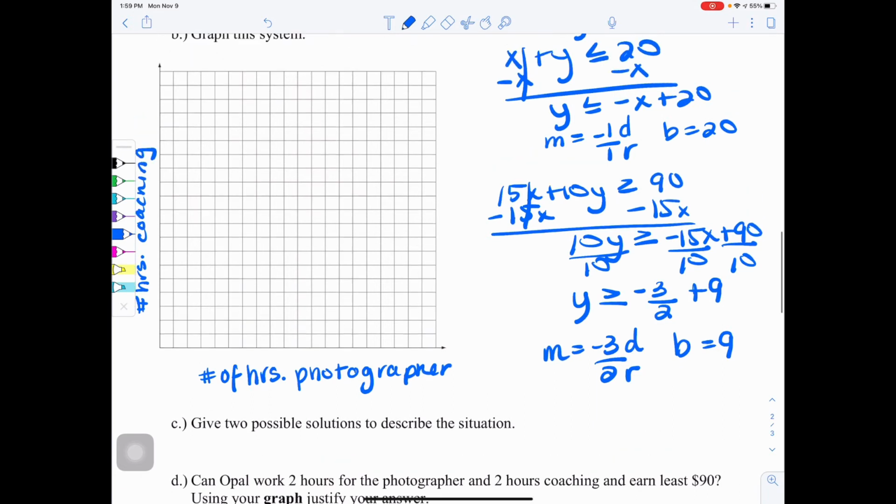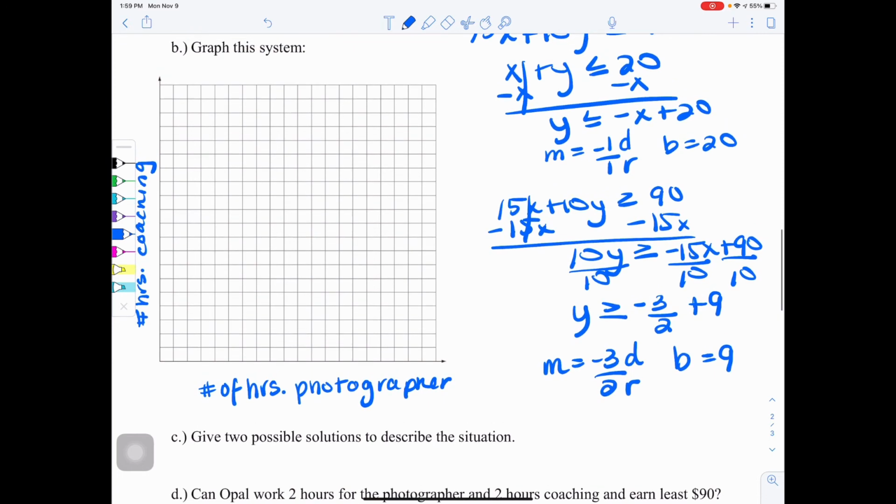Now, I'm going to go back up to my x plus y is less than or equal to 20. I'm going to choose to go by ones because I can fit everything in here. So we'll mark every 10. So this is 10, and this is 20, and this is 0. So now we know we're starting at a y-intercept of 20, and we are going down 1 to the right 1.